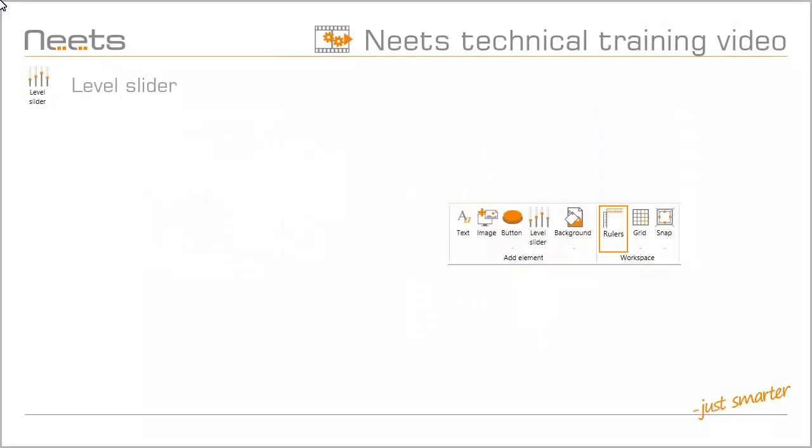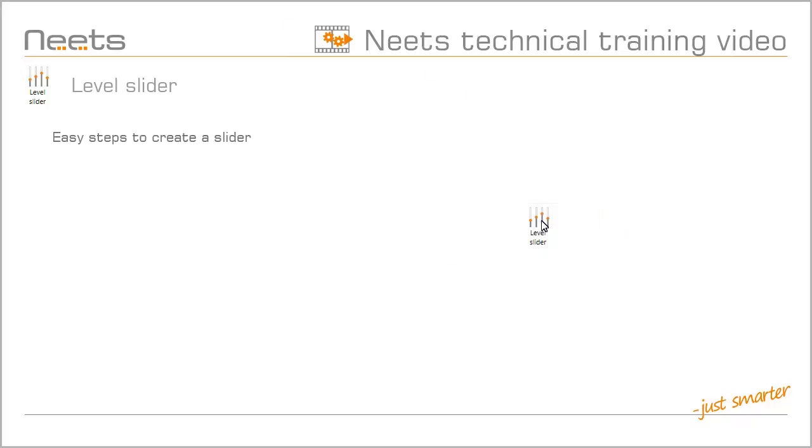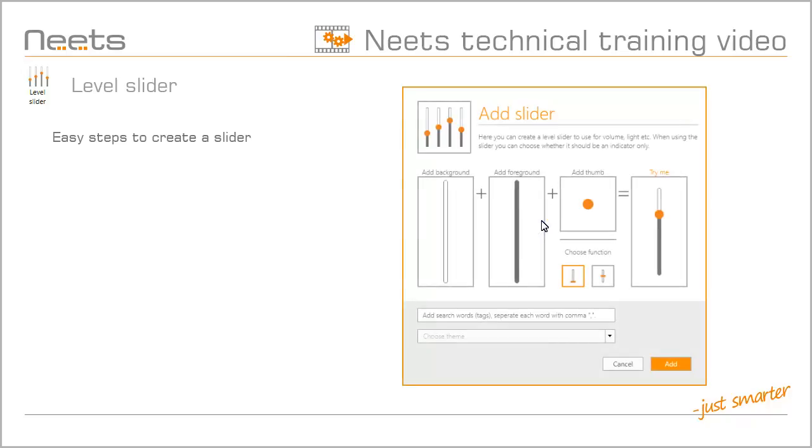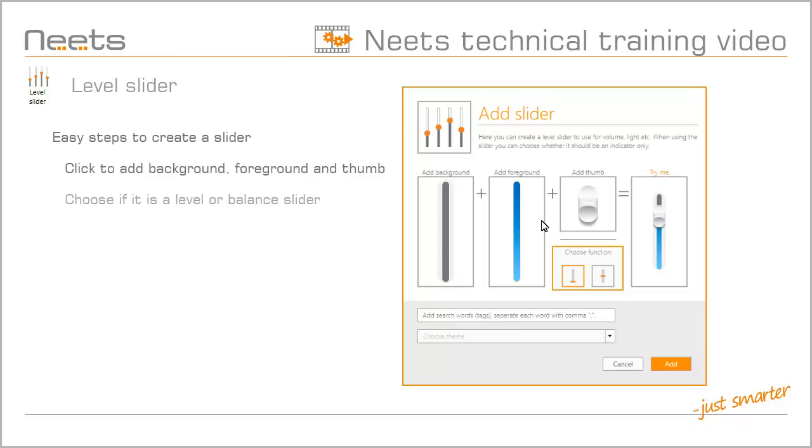Now you have the possibility to add level sliders in Project Designer. It is done in a few easy steps. Click on the level slider icon in the ribbon, and you will get the Add Slider dialog. Then click to add your background, foreground and thumb. Then choose if it is a level or balance slider. And then test it, to see if it works as you want it to.